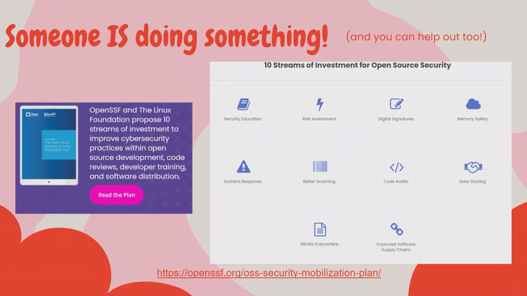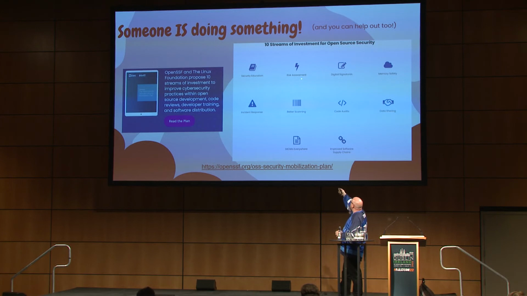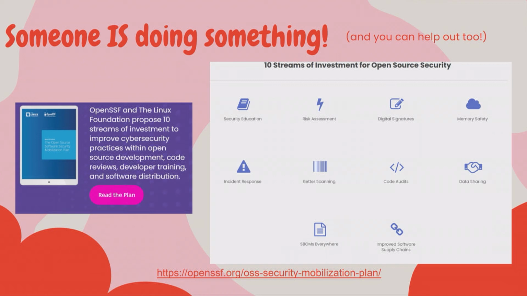In response to the executive order released by the Biden administration last fall, the Open Source Secure Software Foundation has released a 10-point mobilization plan on how the foundation, a group of volunteers, will be working on fixing some of these problems, like education, risk assessment, digital signatures of software, getting software rewritten into memory-safe languages, working on sharing data, doing code audits, better scanning tools. I get to create an open source CERT. Yay, me. And then, SBOMs and improved supply chain security.